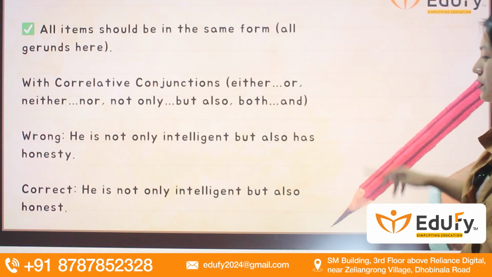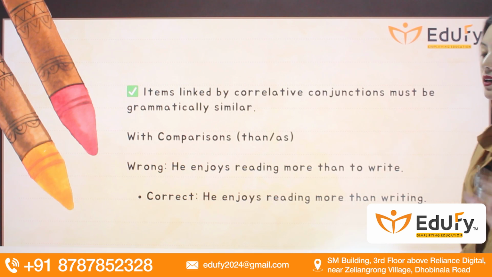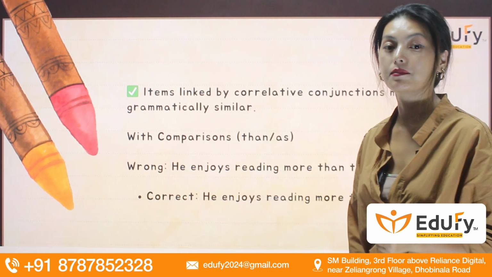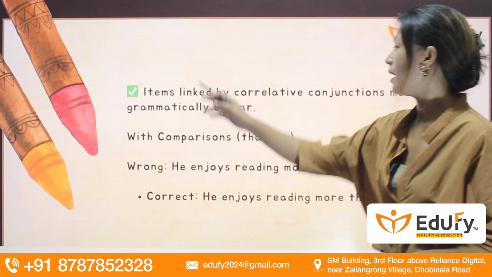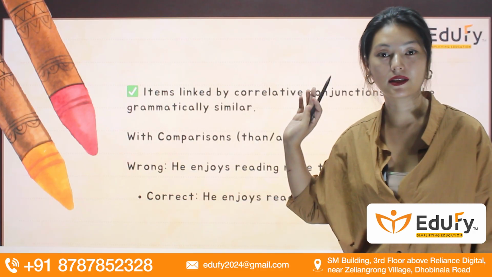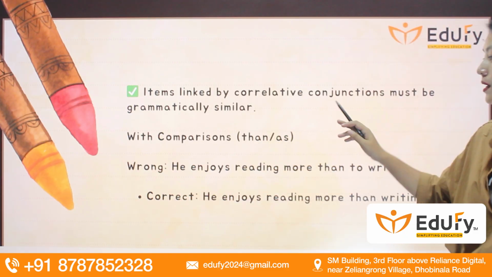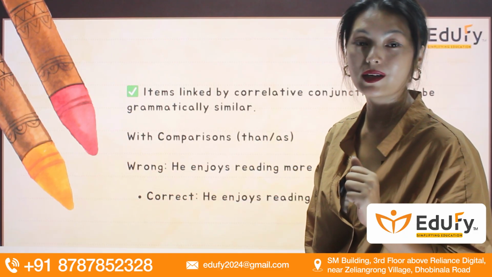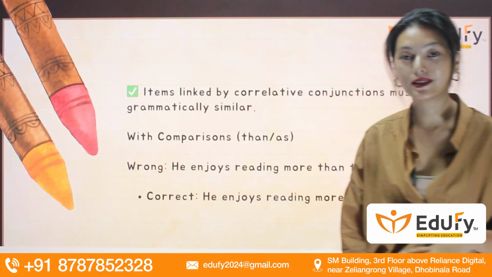As we move along into the next topic, when do we use parallelism? There is this third point that you must always remember, and that is very important. Items linked by correlative conjunctions must be grammatically similar, right? That was the second point. Now, the third point is, with comparison, we also use what? Parallelism. And what is that?